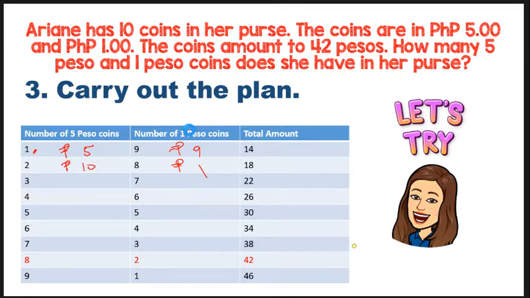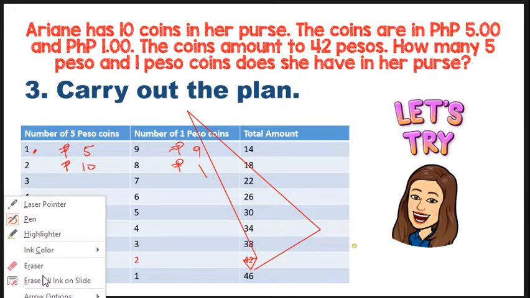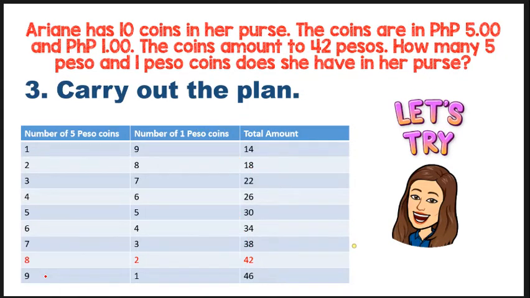Okay, let's continue the process. If you have 3 5 peso coins, you will have 7 1 peso coins. And that will give you a total of 22 pesos. And just continue the process until you reach the desired value, which is 42. Okay? I hope that was clear.